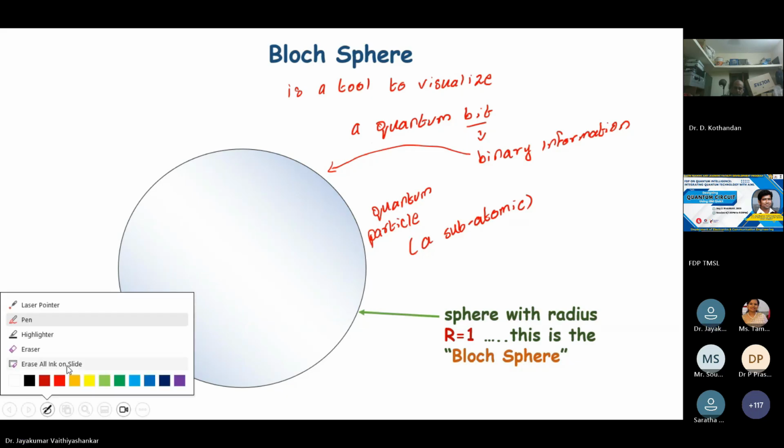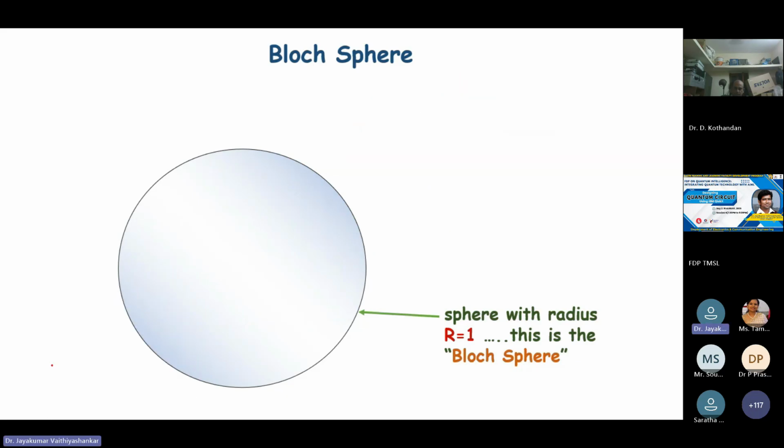Right? So this is the idea of the Bloch sphere. It is a tool to represent a quantum bit. This sphere is very special because the radius we are going to maintain is equal to 1. So this is called a unit radius. Why are we keeping a unit radius? Because we need to maintain a systematic approach, or a stabilized approach, or you can say a normalized form.